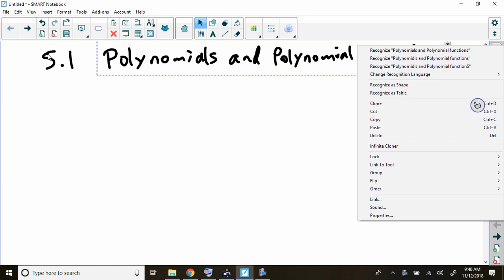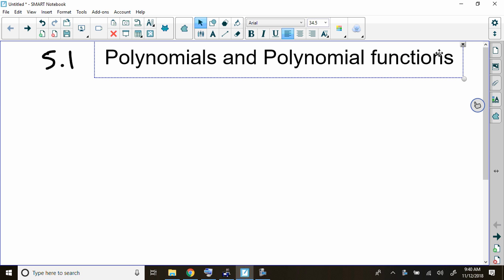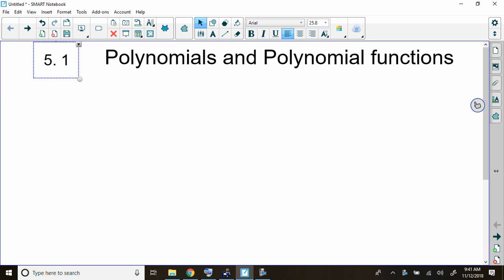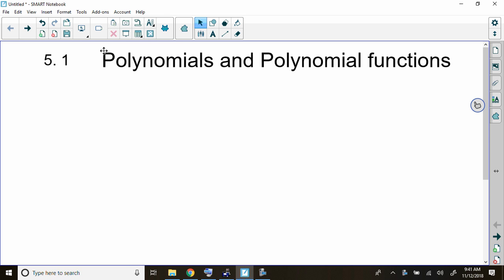Probably the worst part about polynomials and polynomial functions is the definition, because it scares people away. Kind of like the word integers scares people away from mathematics. They say integers and they freak out. Integers are really easy, aren't they? Polynomials is the same way. But when you see the definition of a polynomial function, you're going to freak out.